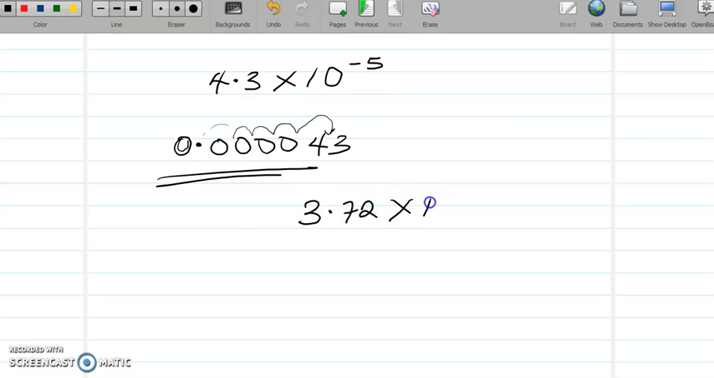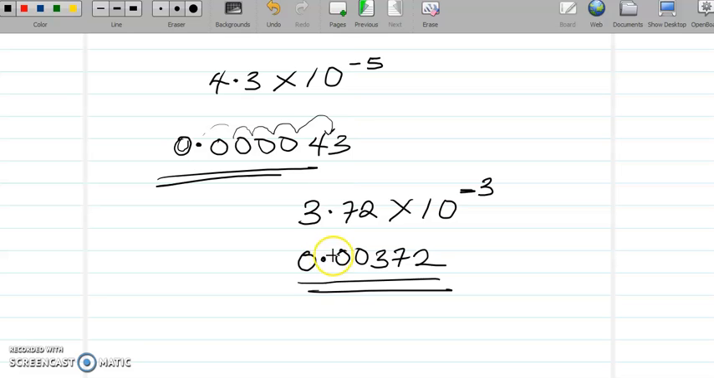Okay. Now another example, if I have something like 3.72 times 10 raised to the power minus 3. First thing I have to do, since it's a minus sign, I will have 0 point. Now the power is 3. That means I will have 2 zeros. 1, 2. Then put down this 3, 7, 2. That's just the ordinary form. Check from here, 1, 2, 3.